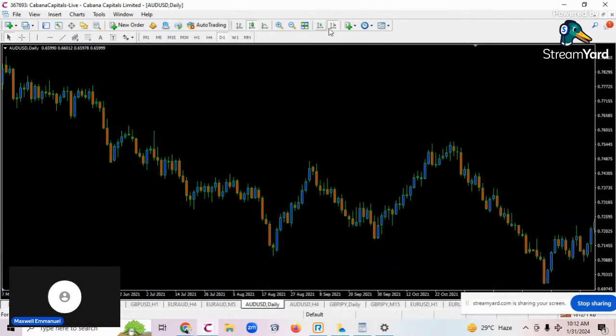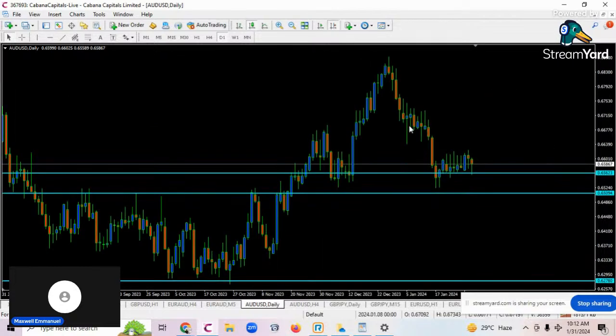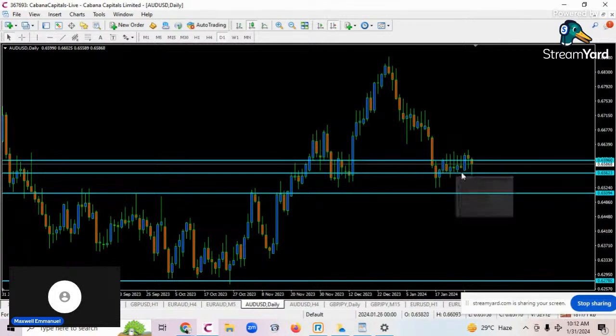What do we have on daily? You can see on daily, previous week, we had a resistance here. And the Monday candlestick closed above that high. So this is a breakout from a resistance.